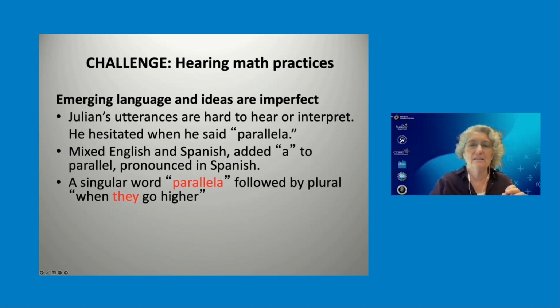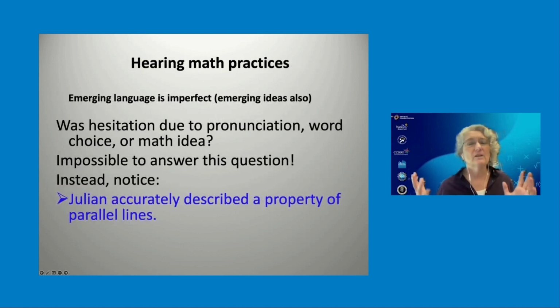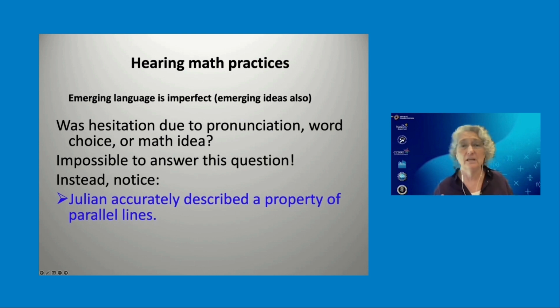Instead of focusing on what is imperfect, or what isn't precise, what we want to focus on is hearing math practices. So one question that people always ask is, what was the hesitation? Was it due to he didn't know how to pronounce the words, he didn't have the right word choice, or was it the math idea? It is impossible to answer that question, certainly in the moment of teaching and even when analyzing a videotape. Instead, our job using the academic literacy and mathematics framework is to notice that Julian accurately described a property of parallel lines.